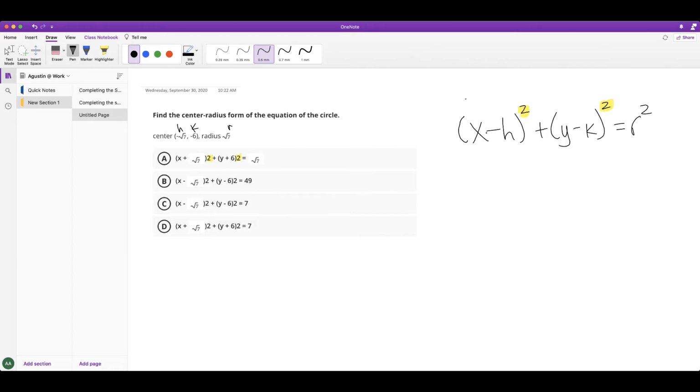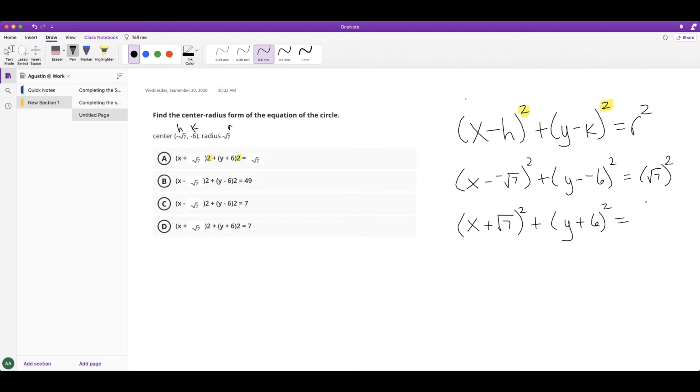Since this is negative and this is minus, you're going to have x minus negative square root of 7 squared plus y minus negative 6 squared equals the square root of 7 squared. All right, so this will be a plus, so you're going to have x plus the square root of 7 squared plus y plus 6 squared equals the square root of 7 squared, which is 7.